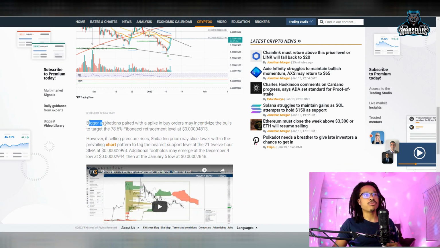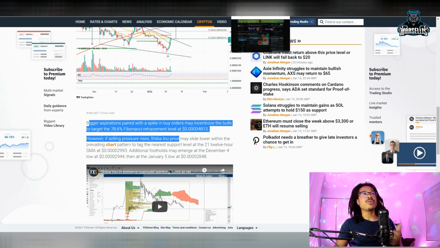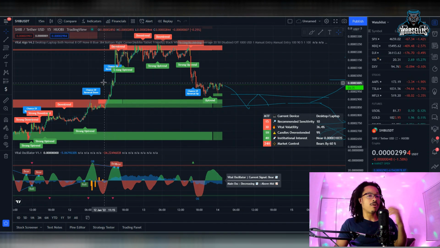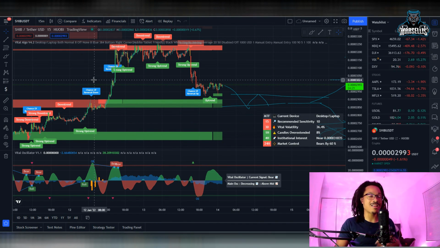Now, over here, bigger aspirations paired with a spike in buy orders may incentivize the bulls to target the 78.6% Fibonacci retracement level at the 4813 area. So if we can incentivize the bulls to continue to buy into Shiba Inu, we can have a huge rise in price action. If we can keep getting rumors about Robinhood listing Shiba Inu, then we could definitely see this coming very soon. We just need these rumors to start coming back again, because everyone buys the rumors and they sell the news.